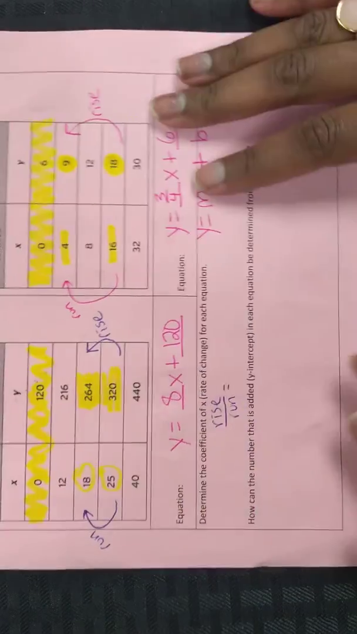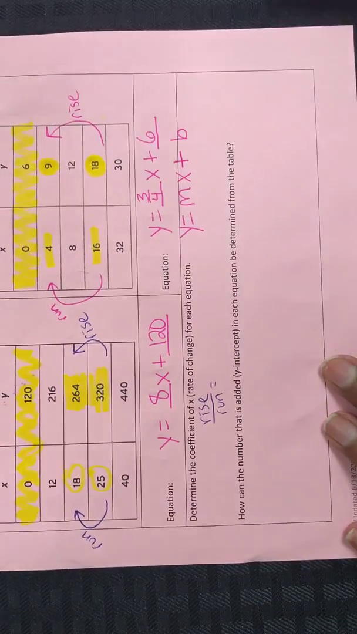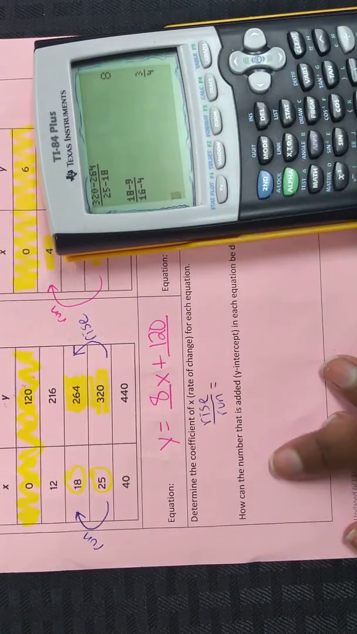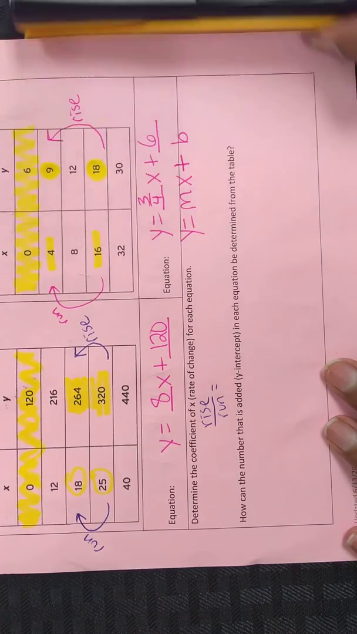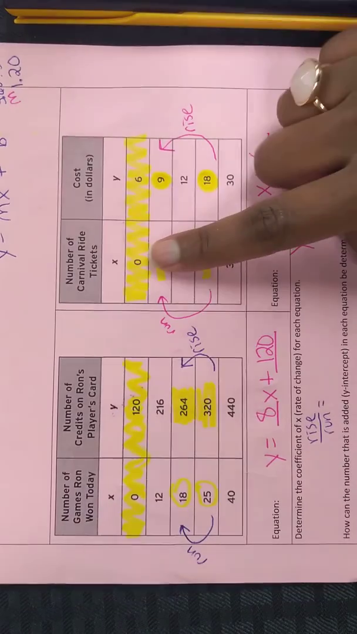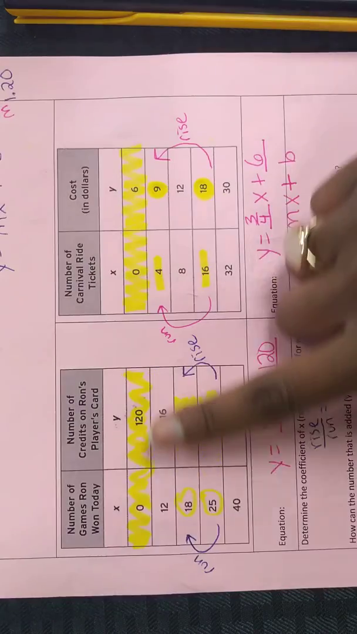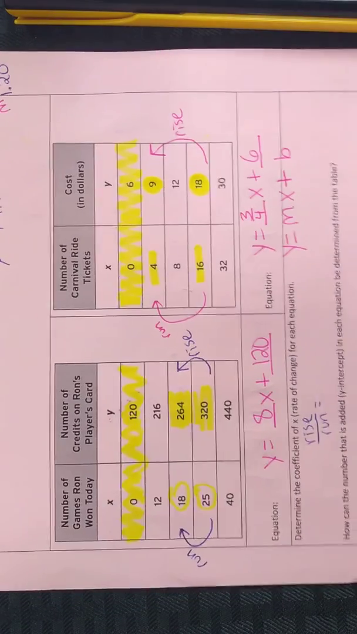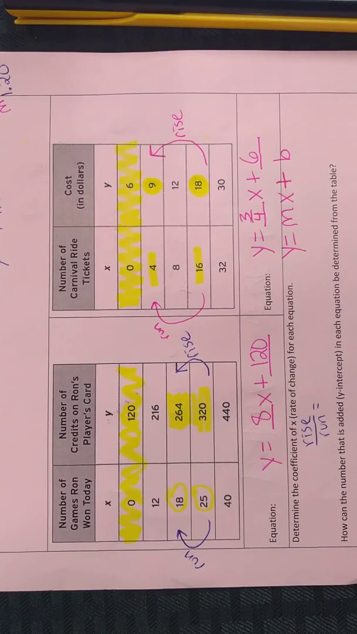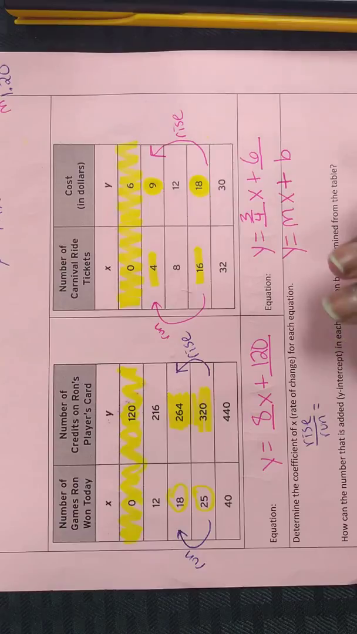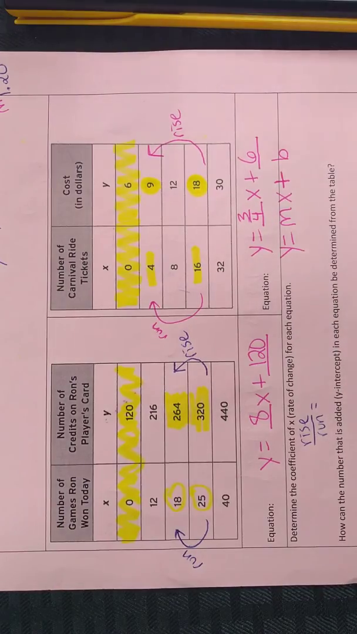On the back, you calculated the rise over run on your graphing calculator. How can this number that's added in each equation be determined from a table? It's highlighted, where the value of x is 0. If you did not finish this in class, then it is tonight's homework. I'm updating the agenda. You will finish this, and this is what we will check tomorrow when I come back.